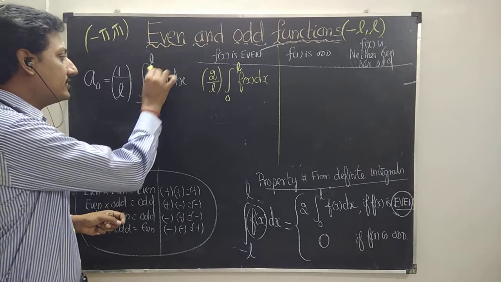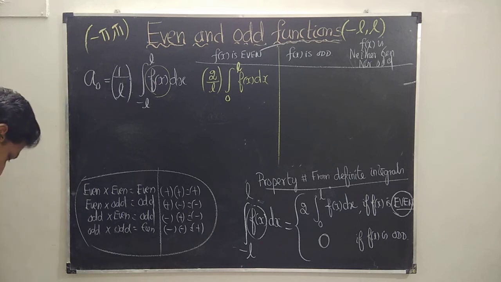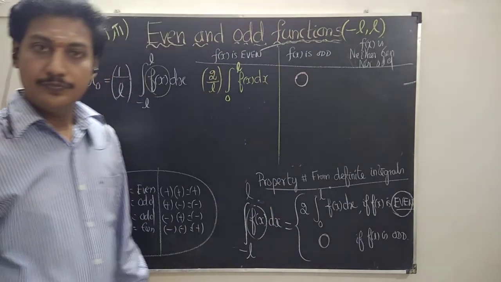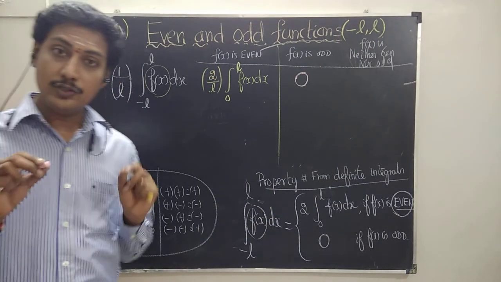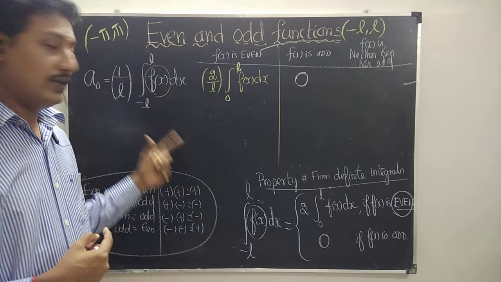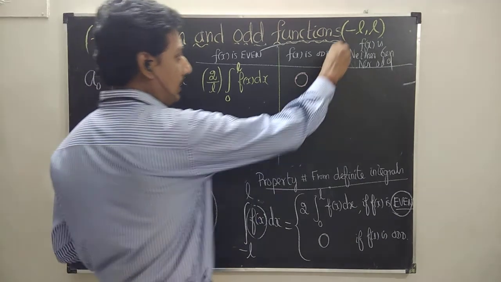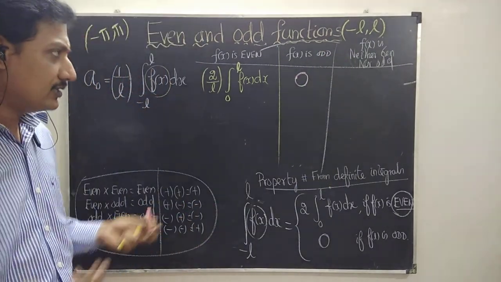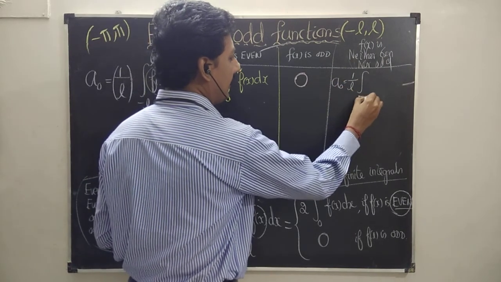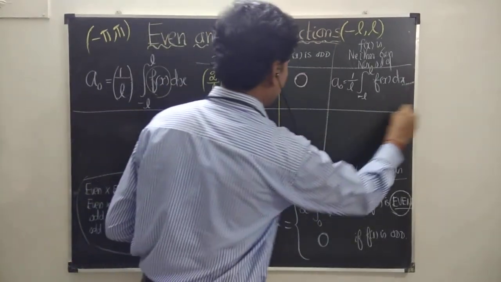Suppose this f of x is an odd function. Then by this property the integral becomes 0. Got it? So depending on the nature of the function, we will redefine A naught, A n as well as B n. Now what about the neither even nor odd case? Don't worry about it. You can go just like that: A naught equals 1 by L integral from minus L to plus L of f of x dx as usual.